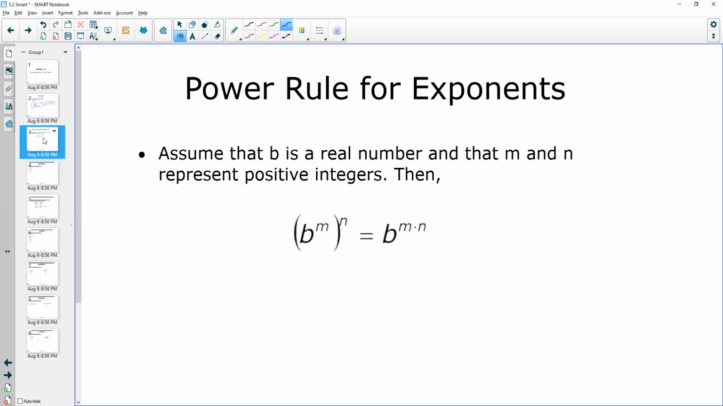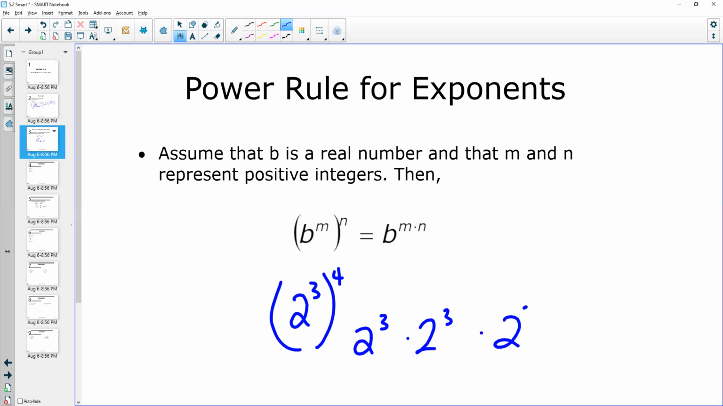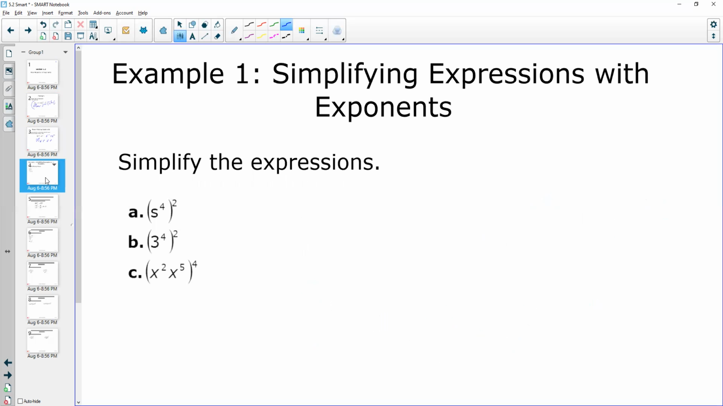The power rule essentially says when I have a power to a power, I multiply the exponents. So think of it this way. If I have 2 to the 3rd to the 4th, what that really says is I have 2 to the 3rd 4 times, okay? I have 4 groups of 2 to the 3rd. And so if I count those up, 3, 6, 9, 12, it's really the same as 2 to the 3 times 4, which is 2 to the 12th. That's what the power rule says. Okay, so now let's use that to do some things.